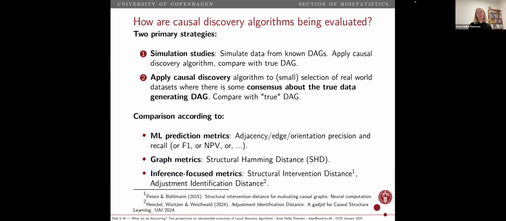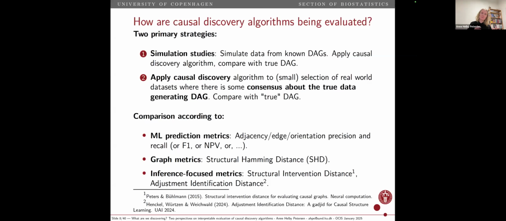A different approach that's also often combined with the first one is to apply causal discovery to a small selection of real-world data sets. There's a list of data sets that people often use, and for these data sets, there is some consensus about what the true data generating mechanism is. Maybe, for some of them, it's been tested experimentally. So then you compare with a true DAG from that setting.